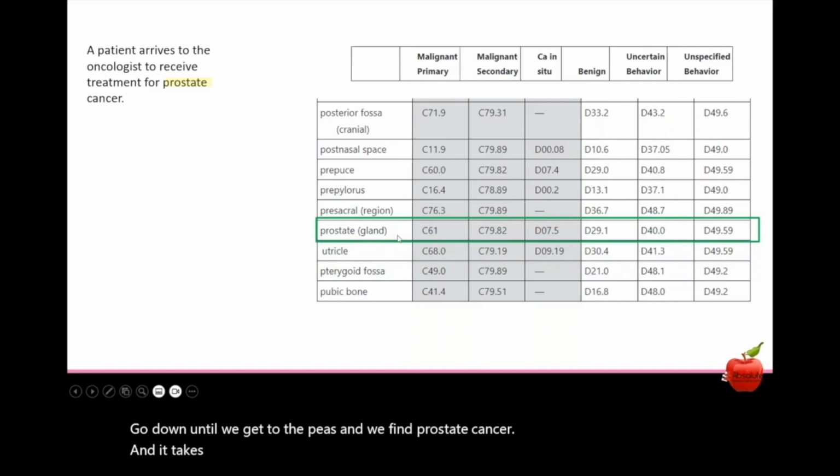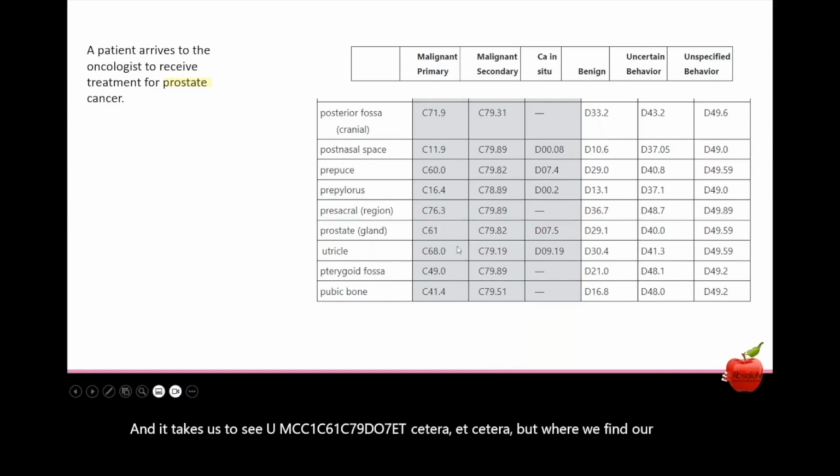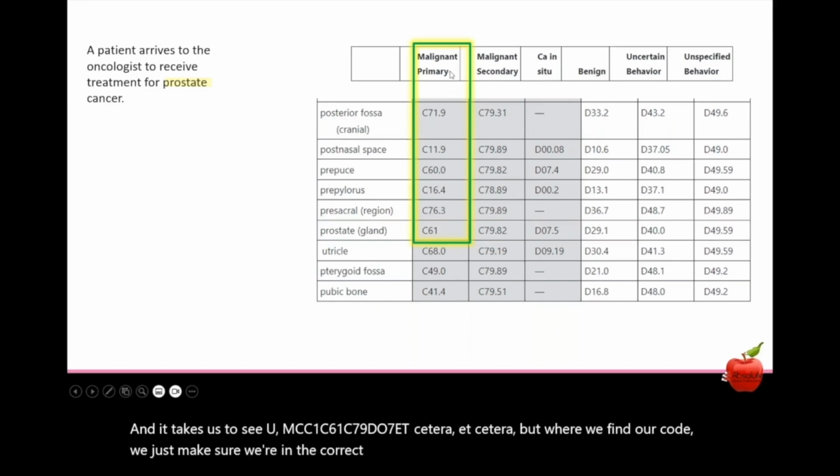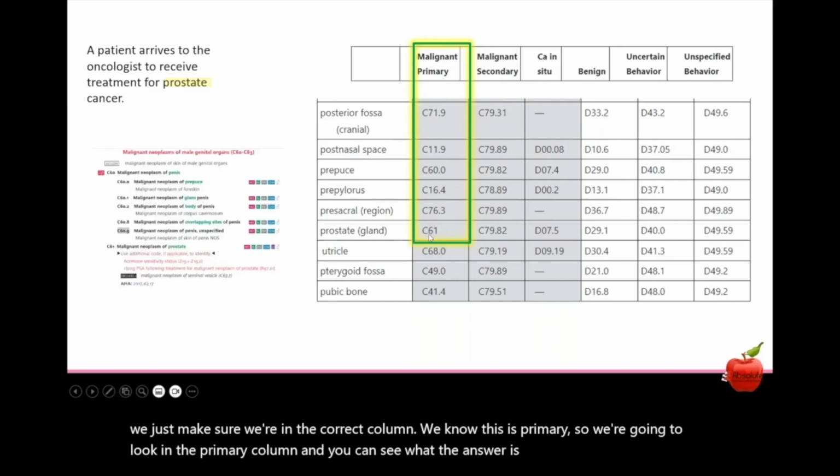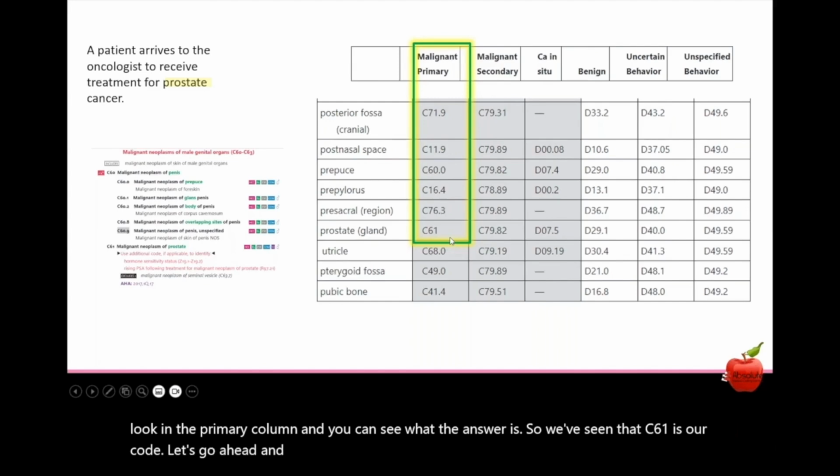So, C61, C79, D07, et cetera. But where we find our code, we just make sure we're in the correct column. We know this is primary, so we're going to look in the primary column, and you can see what the answer is. So we've seen that C61 is our code. Let's go ahead and verify.